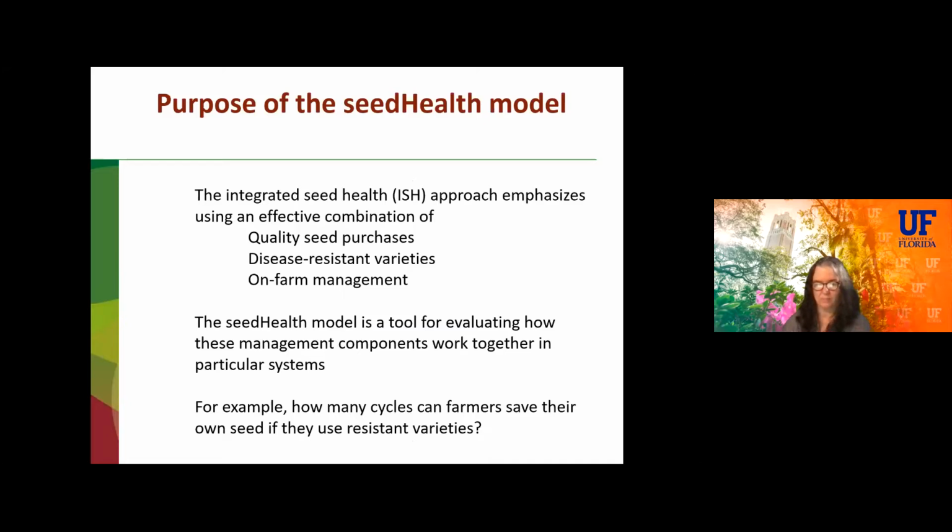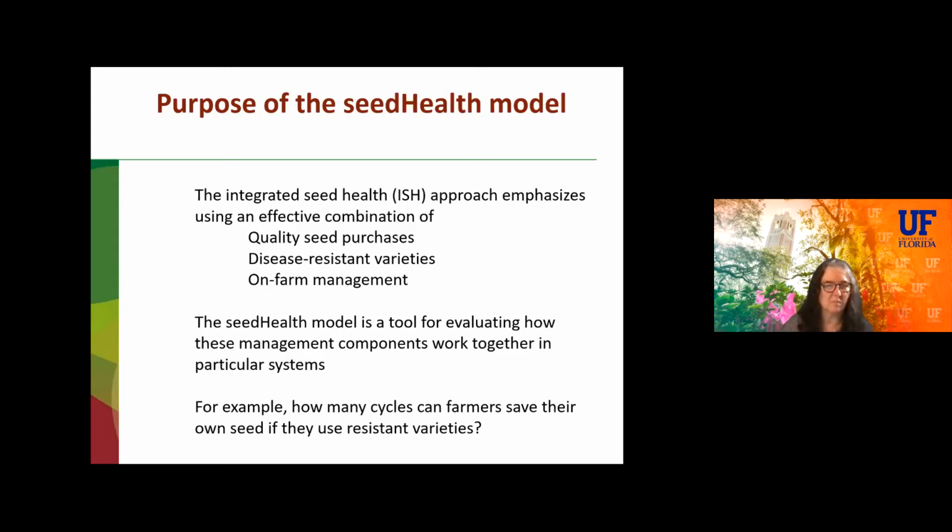So the idea of the integrated seed health approach is to combine those in an effective way, so that the system can benefit from all the combinations and the interactions between those management approaches. Then the seed health model is a tool for evaluating how these management components are likely to work together given the characteristics of a system. And so then this model can be used to ask questions like this example here. How many cycles can farmers save their own seed if they use resistant varieties?